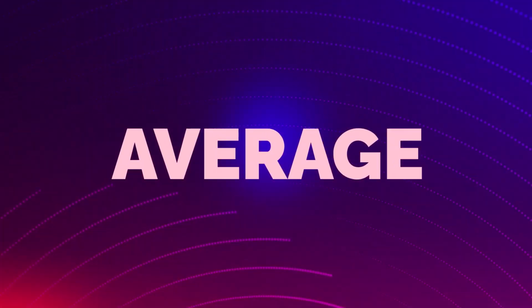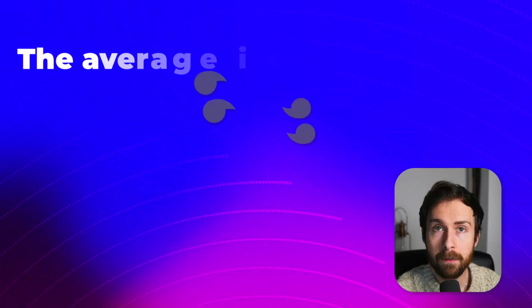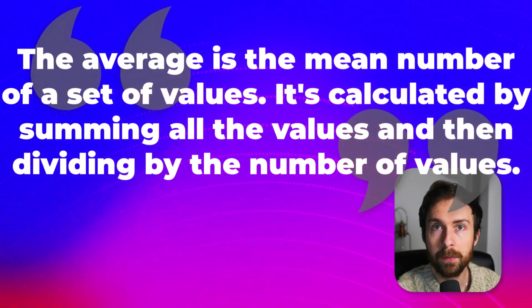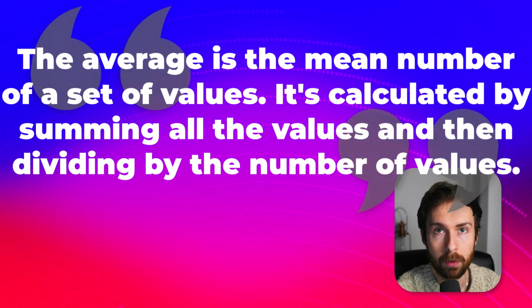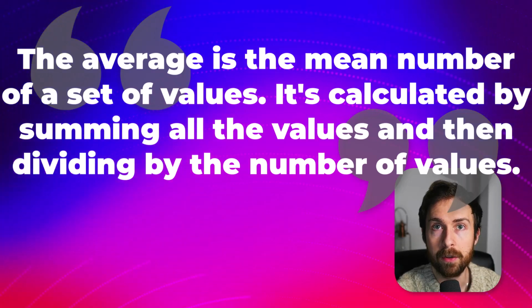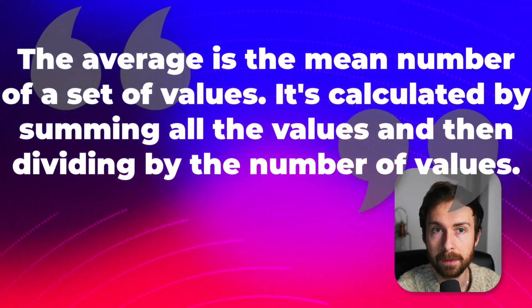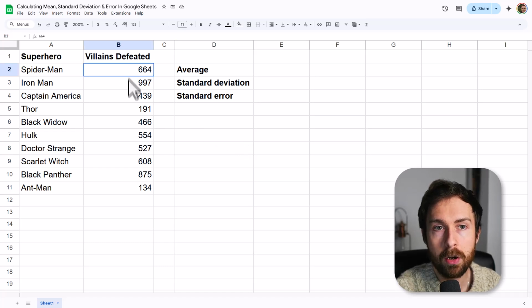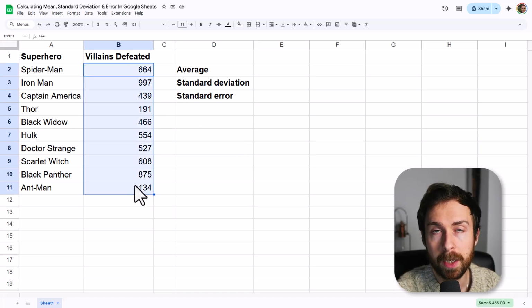So let's begin with the average. The average is the mean number of a set of values. It's calculated simply by adding all of the values up and dividing them by the number of values in that dataset. So to calculate the average in our example, you would add up all of these values and divide them by the number of superheroes in this case that we have, which is 10.